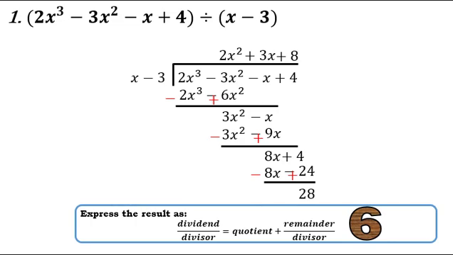over the divisor. So for our final answer, kukunin natin yung quotient na nasa taas at yung remainder na naiwan sa ibaba. So we have 2x squared plus 3x plus 8 plus 28, which is the remainder, over x minus 3, our divisor. Maliwanag po ba, mag-aaral? So para mas maunawaan, tingnan pa natin ang susunod na halimbawa.